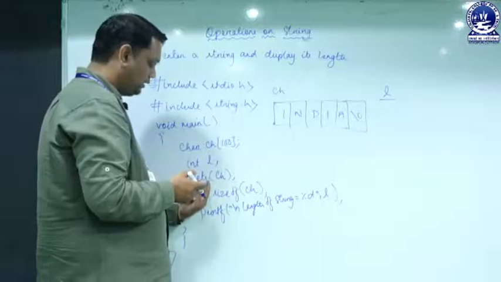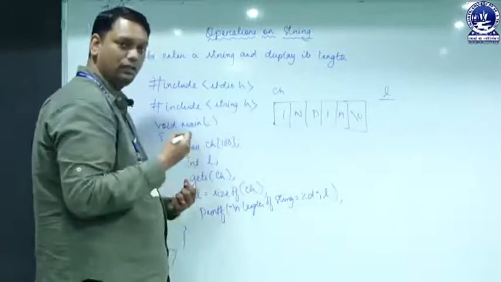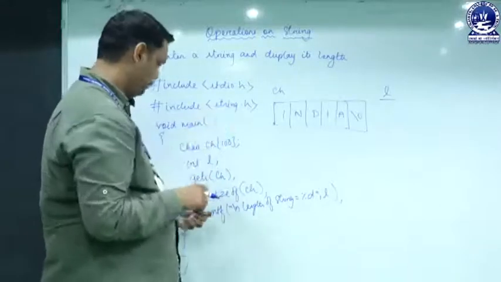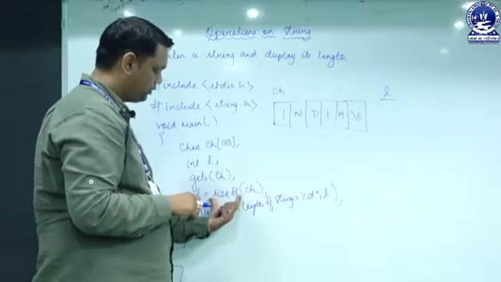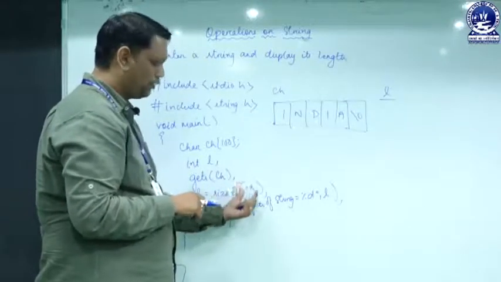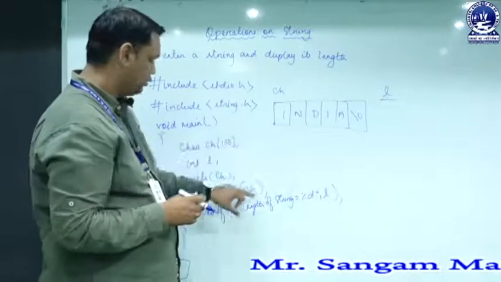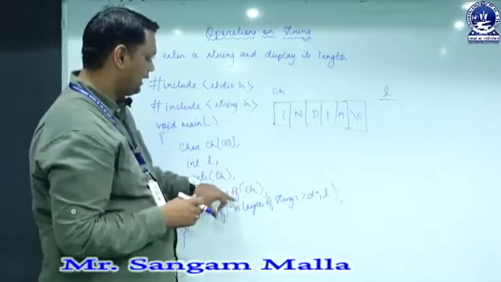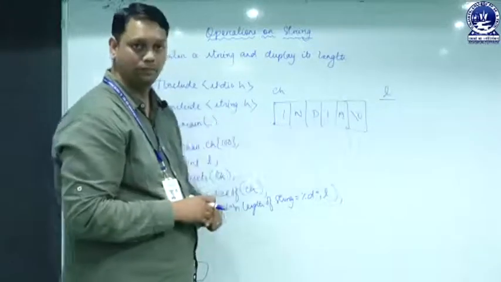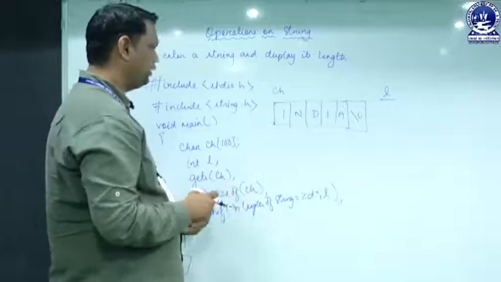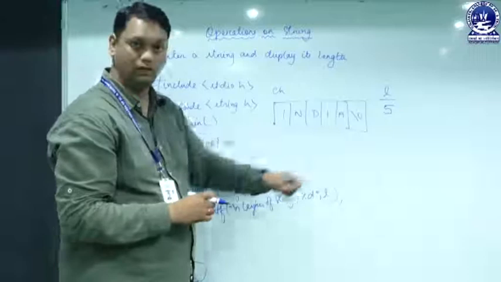Now it is written gets ch. As I have written India, I have accepted the value India from the user. Now you can see l equal to sizeof ch. The function of sizeof is to calculate the length of the character array. So ch is the character array, and the sizeof ch means the size of the characters, that is 1, 2, 3, 4, 5. So 5 will be stored in l. The backslash 0 will not be counted.